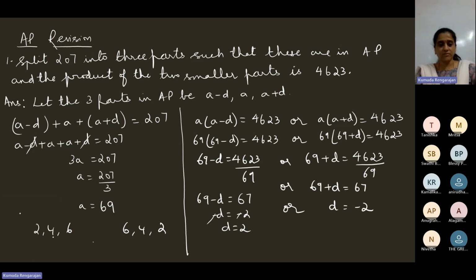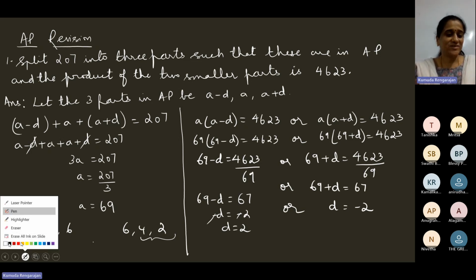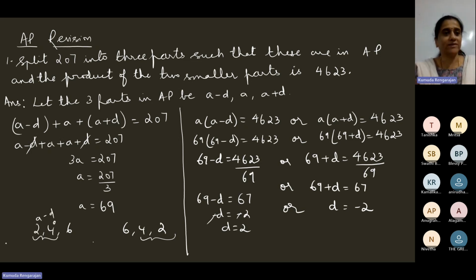I think you can get it with this example, right? Here, these are the two smaller parts. So, A minus D and A. Here it is A and A plus D.